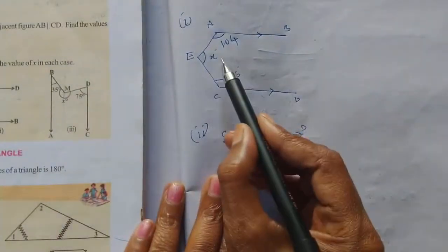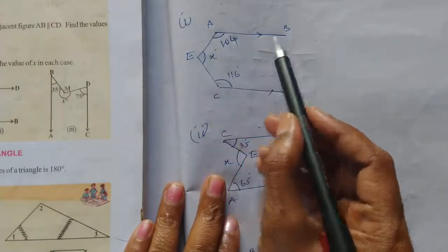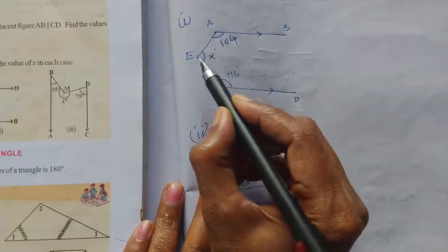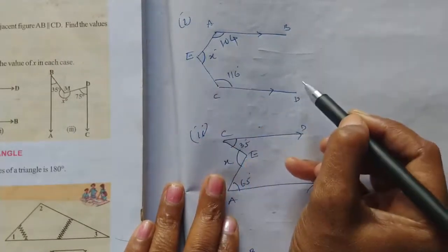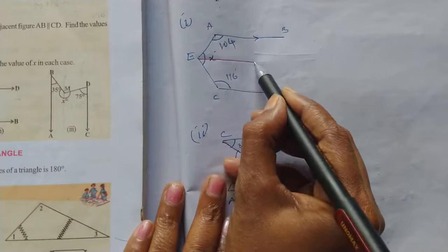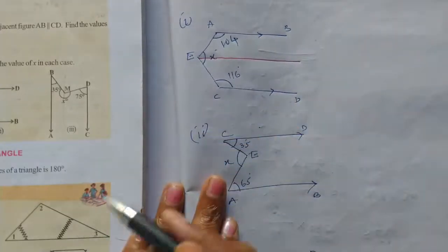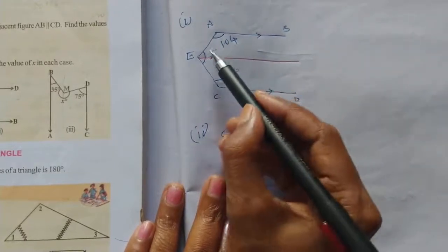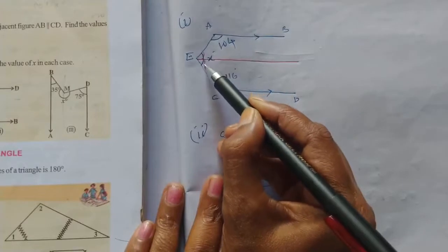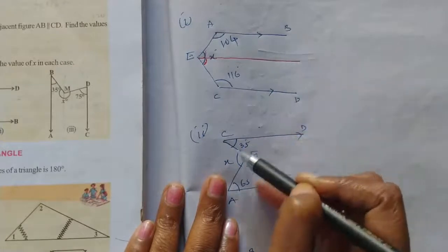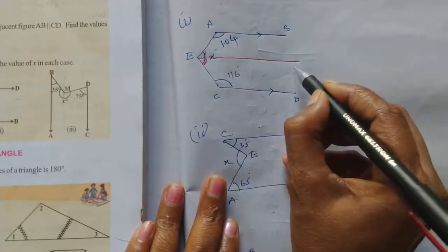For this one, to find the x value, we have to draw a line parallel to AB and also CD. So, let us draw a line parallel to AB and CD through E. That means the angle x is divided into two angles. Through E, we have drawn a line parallel to AB and CD. Suppose we name it EM.